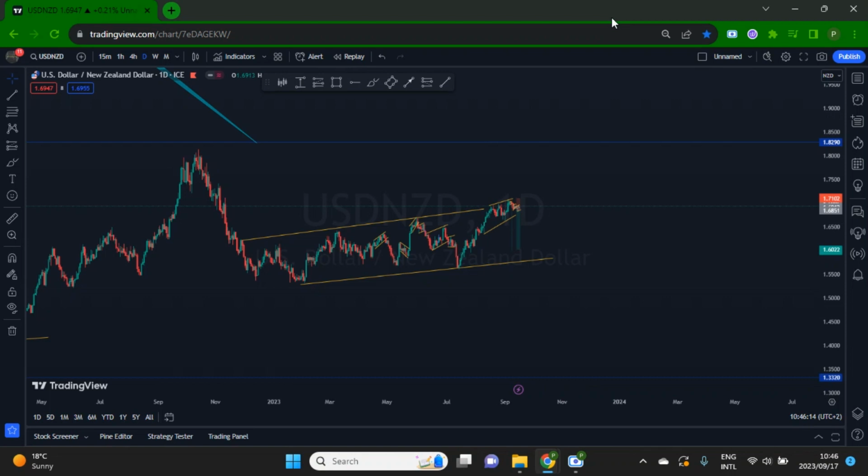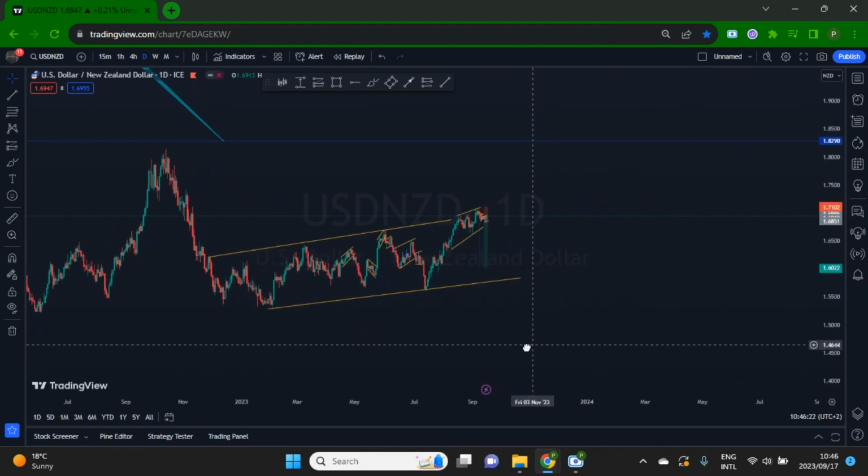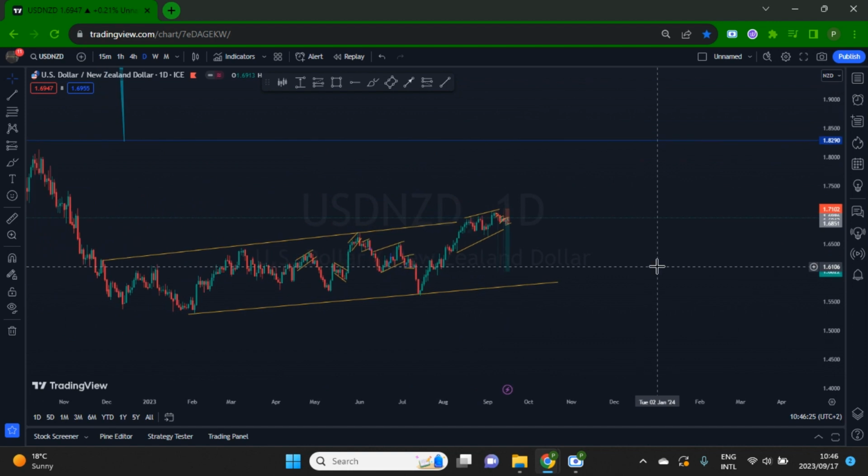Today, I'm going to be hitting a market recap, market review, and forecasting. So I'll start with the currency pairs. Then if time allows, I'll go on to Nasdaq, gold. So yeah, let's jump straight into it.